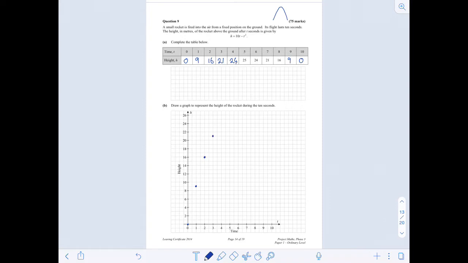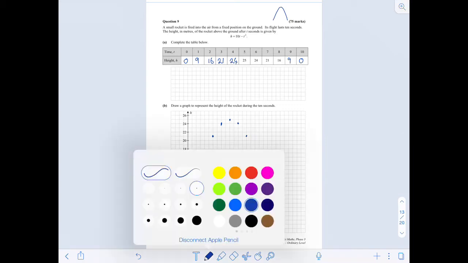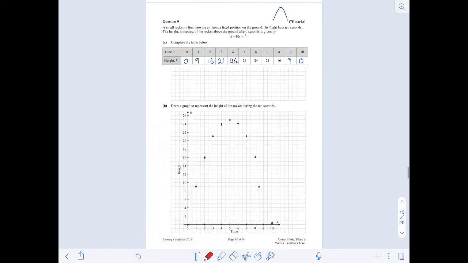4 to 24 is up there. 5 goes to 25, which is up there. 6 goes to 24, which is over there. 7 goes to 21. 8 goes to 16. 9 goes to 9. And 10 goes back down to 0. And then if we can fill this in, maybe red would look well.